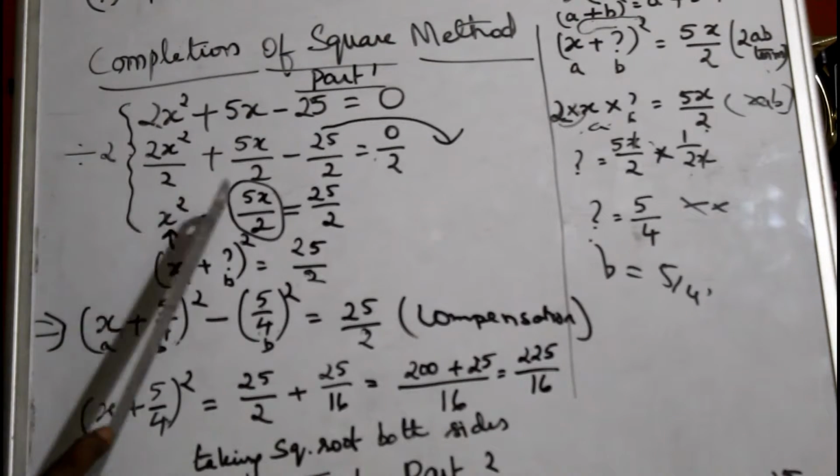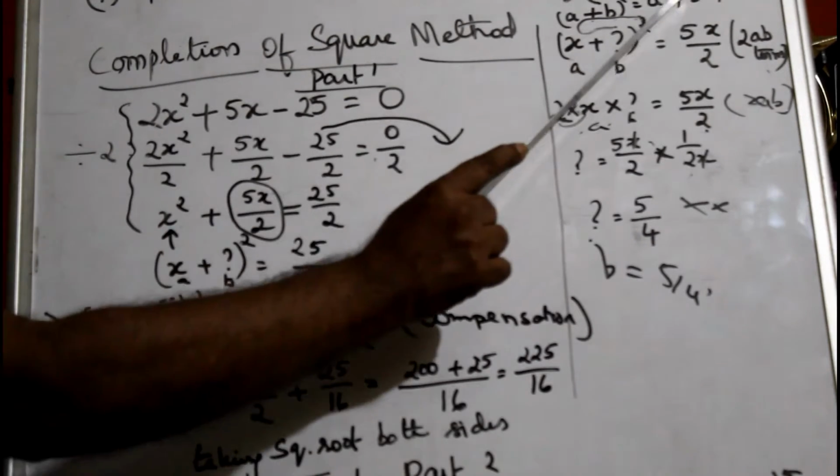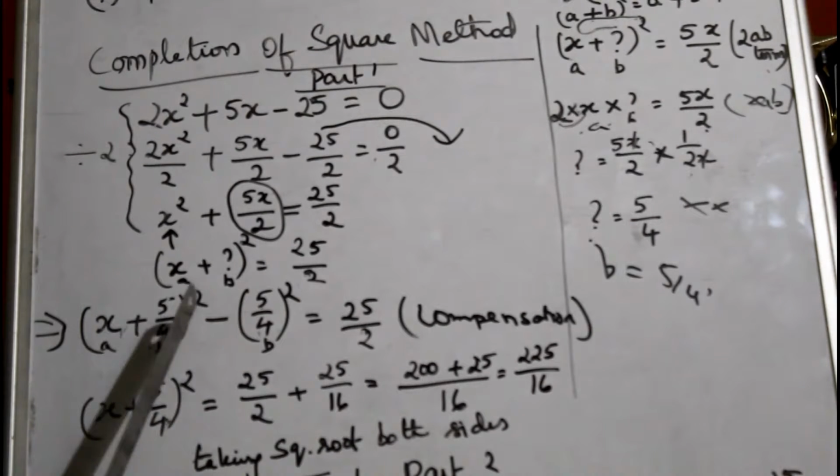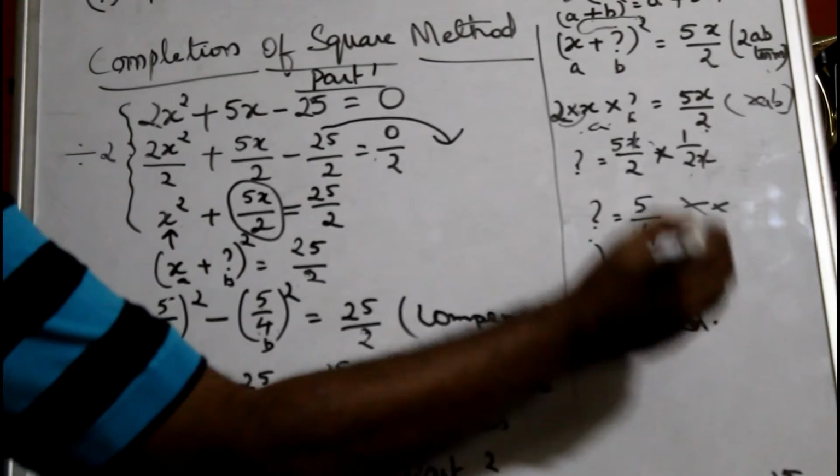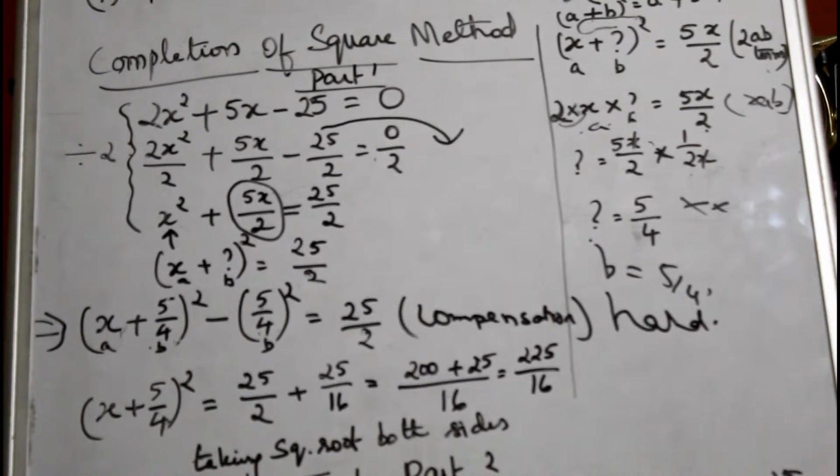When you square this, there are only two terms, a square and 2ab. The missing term is b square. And that is compensated by minus b square. Minus b square, this is equal to 25 by 2. So this step is the hardest step. The next steps are quite easy.